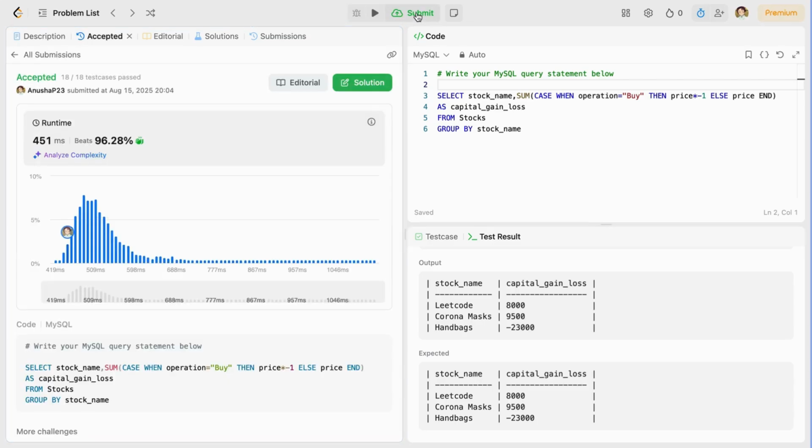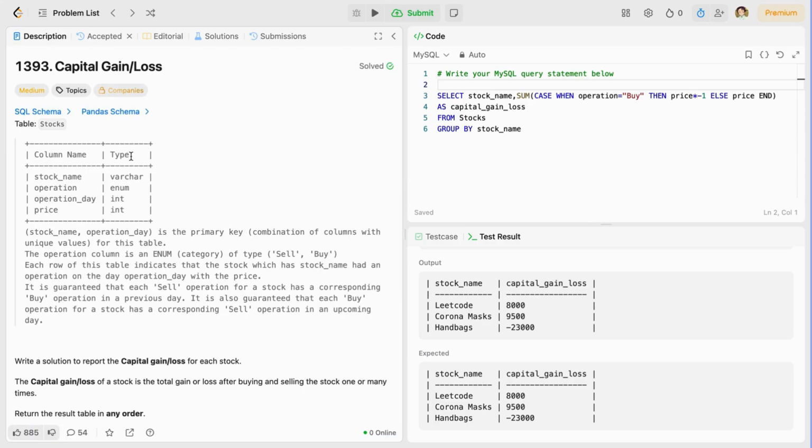So we have used a simple logic, that is capital gain or loss is nothing but selling price minus buying price, and that's how we have solved the question. And as you can see, it is accepted as well. The solution is accepted. So that's all is the solution for the Leetcode question 1393, capital gain or loss.